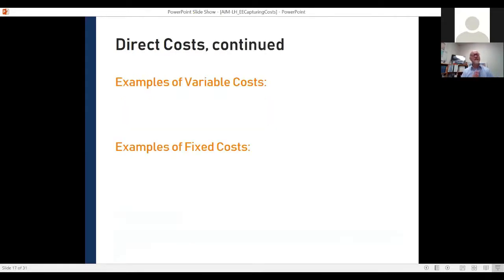So anybody want to humor me with some examples of variable costs? And at the same time, if you can think of examples of fixed costs, you can enter those in the chat box.